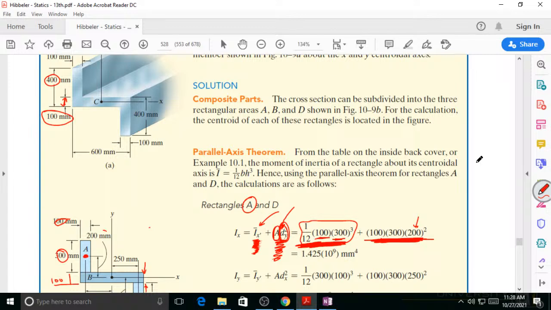And so this is the distance he's saying from B all the way up to A. So that's 50 right there, and that's 150 right there. So that's his 200. So he is finding this about that location, or really about this line here.